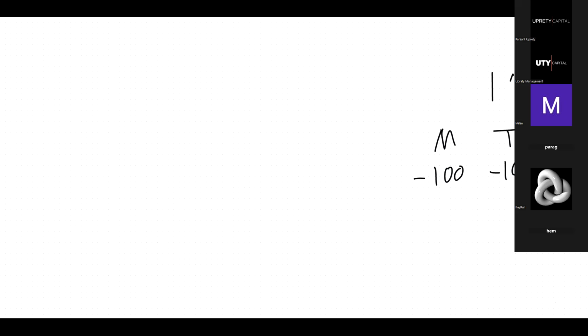100 minus 100, so you're negative 200 here. Chem makes that back, so we're at 0. And then Chem loses another 100 here, so we're at minus 100. And then Chem makes 200, so now we're at 100. So now Chem's in profit.